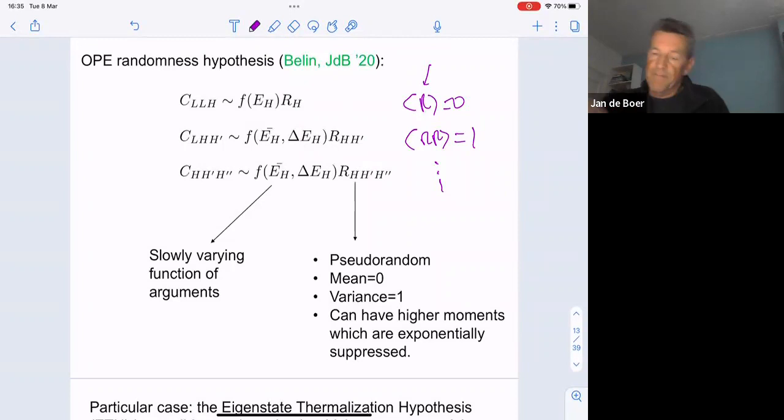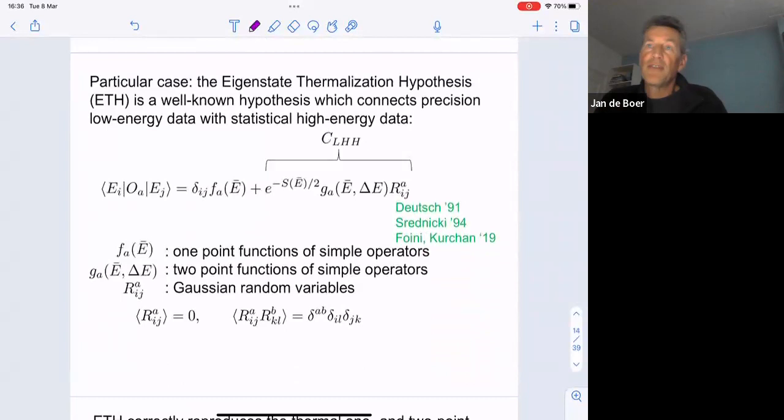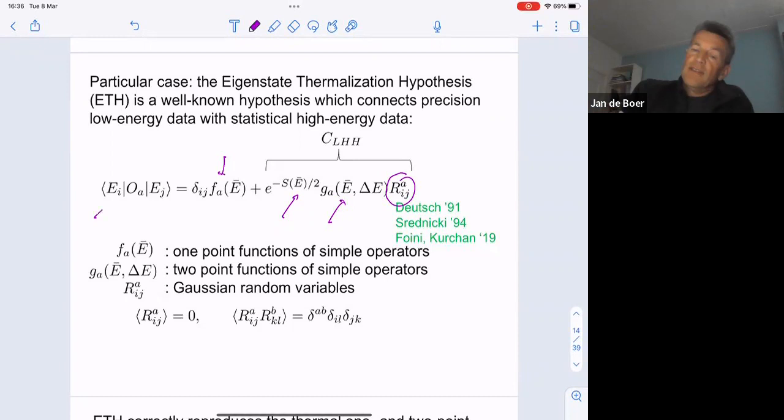In some sense, this is an extension of what is called the eigenstate thermalization hypothesis of condensed matter physics, which is very much in the same spirit. In the eigenstate thermalization hypothesis, we connect the expectation value of a light operator, a simple operator O, between two very high energy states, E_I and E_J, in the chaotic theory. And the claim is that for all practical purposes, this can be replaced by something which is diagonal times a smoothly varying function plus something that's erratic, has an exponential prefactor, and has some random matrix R here. And since these energies are high, this is very much like a high-low-high correlator. So ETH is really making a statement in the CFT about the light-heavy-heavy OPE coefficient.